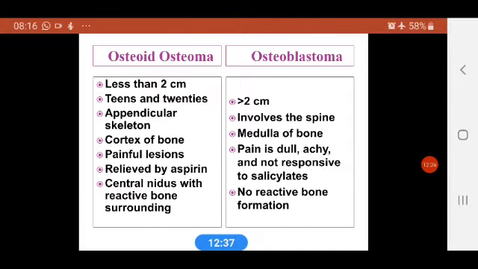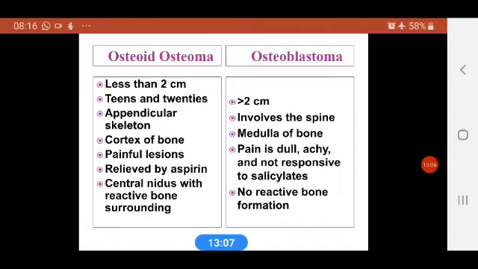Whereas osteoblastoma, on the reverse, is more than 2 centimeters and involves the spine. One is at the appendicular skeleton, hand and feet, whereas osteoblastoma is seen in the spine. One is a cortical lesion, whereas osteoblastoma is medullary. That is why X-rays become a very important feature in diagnosing bone tumors. You need to speak to your radiologist and orthopedician before you sign out a report of a bone tumor.